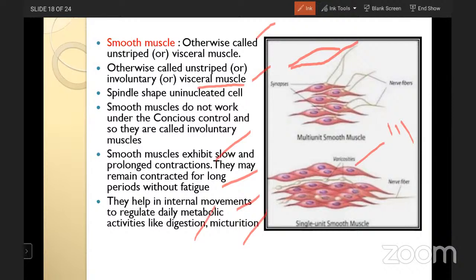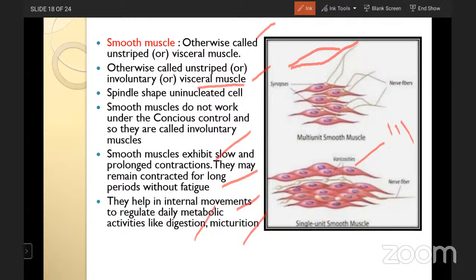Smooth muscles are not having the stripes, and spindle shape. What is the shape of them? Spindle shape, uninucleated. Uni means only one nucleus you are observing. And they work without conscious control, so here they are not in our control. When they are working, the functioning of such type of muscles is not in our control. That is the reason we are calling them as the involuntary muscles.